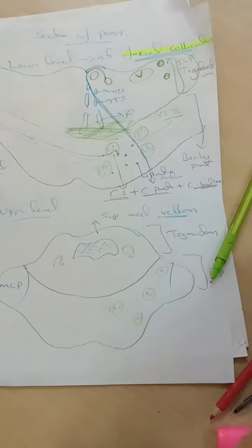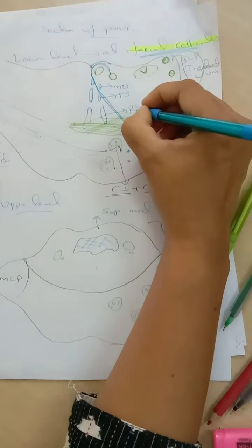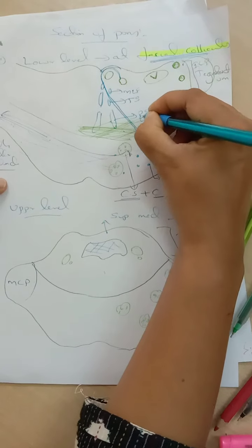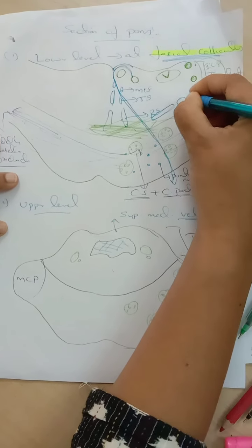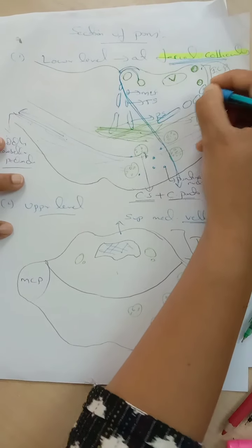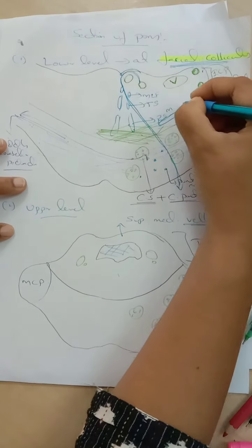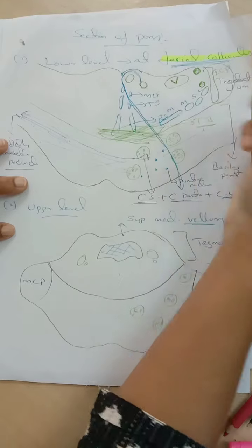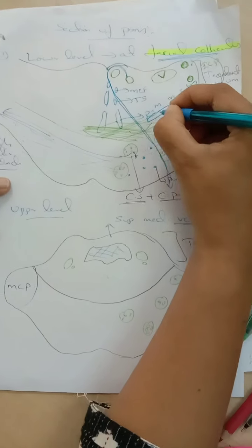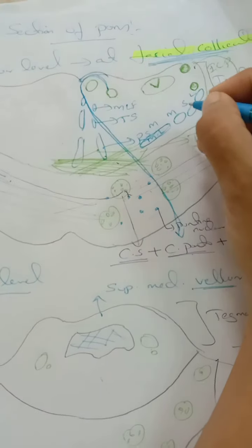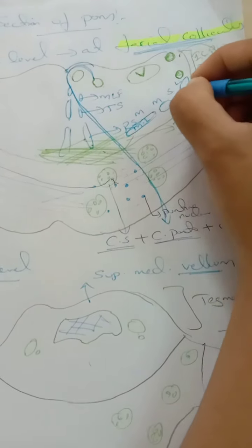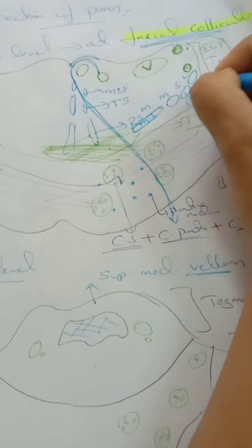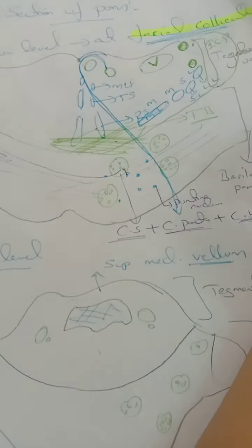And above that we have four lemnisci. What are the four lemnisci? You will be seeing medial lemniscus, M, T, S, L. How to remember this? My mouth speaks loud. This is what? Medial lemniscus. What is the other? Then we have spinal lemniscus. This is what? Lateral lemniscus.